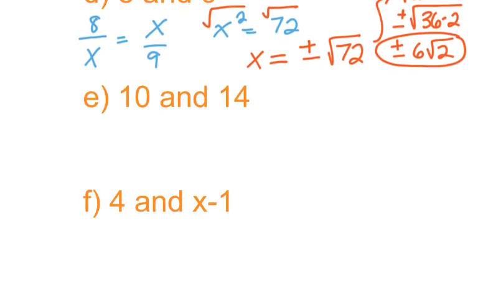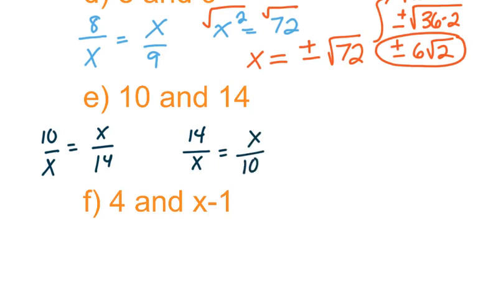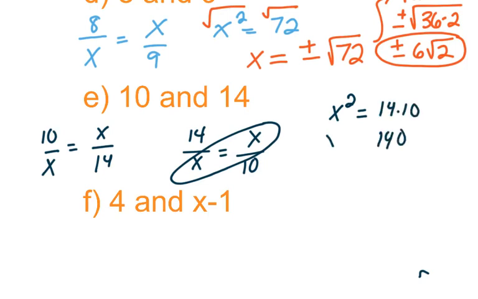All right, let's look at letter E. We've got 10 and 14. We're looking for the geometric mean between 10 and 14. Now, it doesn't matter if I set it up like this or if I put the 14 over x equals x over 10. All right, so either setup is fine. Your main goal is to find the geometric mean, which is the number that should be placed here and here. We cross multiply, we get x squared equals 14 times 10, which is 140. And so now we're at the point where we want to solve this quadratic, and we can take the square root of both sides, and x equals positive, negative, square root of 140.